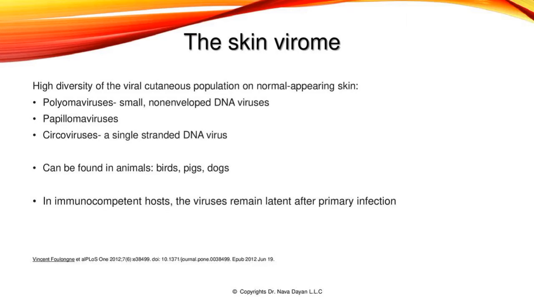Similar to the skin microbiome, the skin virome demonstrates high diversity of the viral cutaneous population on normal appearing skin with various resident species. They can also be found in animals, birds, pigs, and dogs. In immunocompetent hosts, most viruses remain latent after primary infection.